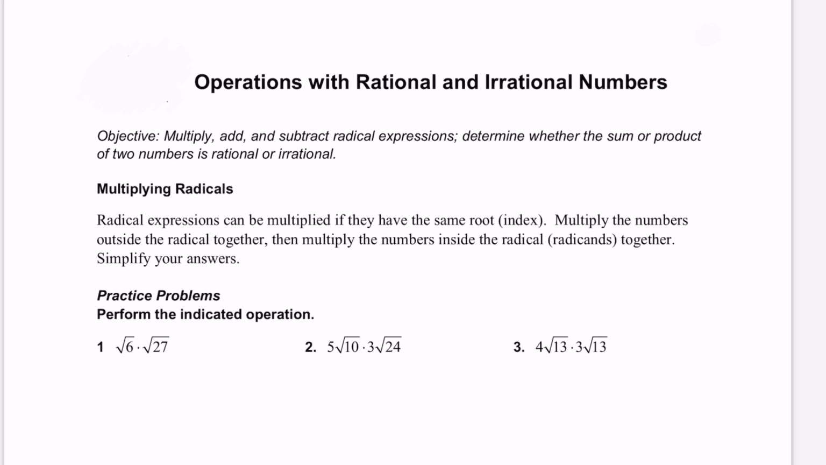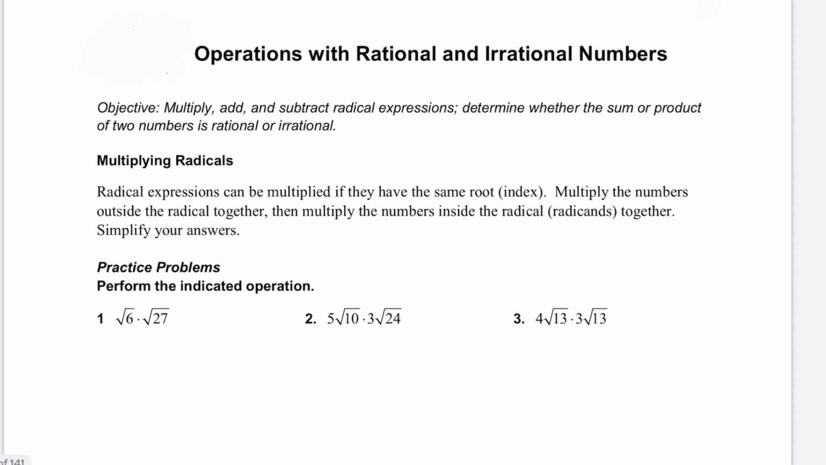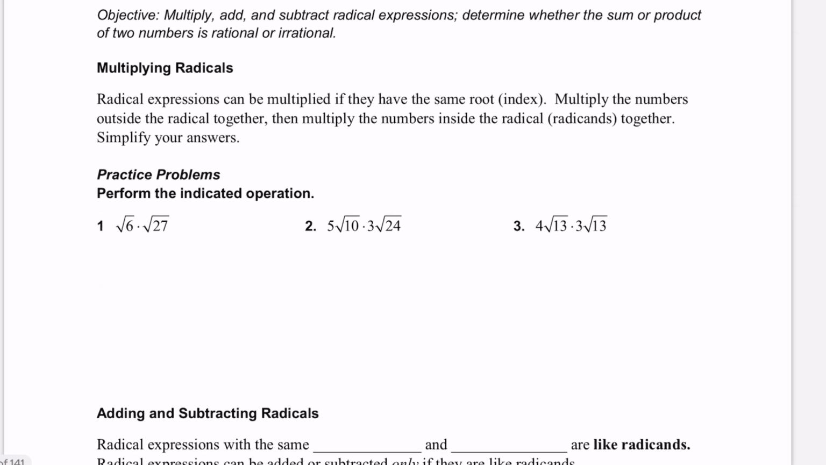Radical expressions can be multiplied if they have the same root or index. Multiplying the numbers outside the radicals together, then we're going to multiply the numbers inside the radical, or the radicands, together. Then we're going to simplify our answer. So on number 1, if I have the square root of 6 times the square root of 27, I could put that underneath the square root.